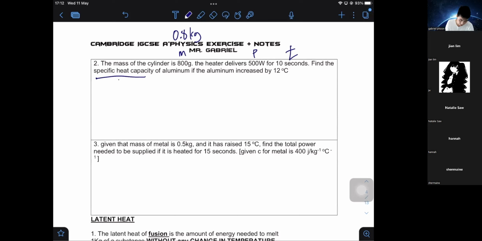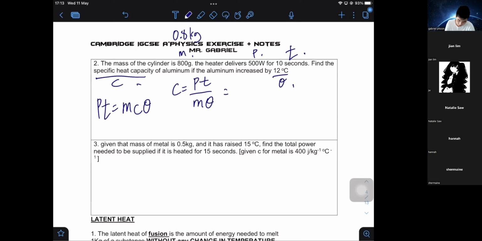Find the specific heat capacity. You're looking for the specific heat capacity. So obviously the Q equals to MCθ formula must be used here, right? Of the aluminum, if it increased by 12 degrees Celsius, which is obviously your θ. From here, looking at the information, I have P, I have T, I have M, I have C, I have θ. It is none other than that formula, right? Power times time is equals to MCθ, right? From here, making C the subject, C would have been power times time divided by Mθ, right?